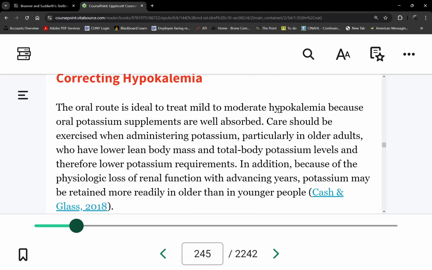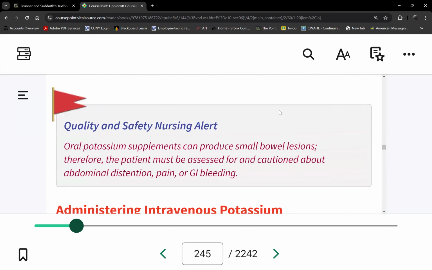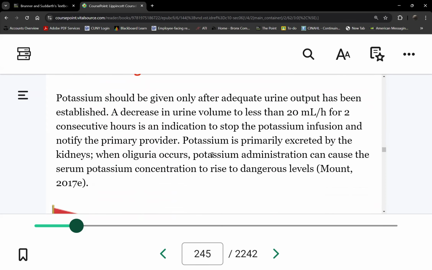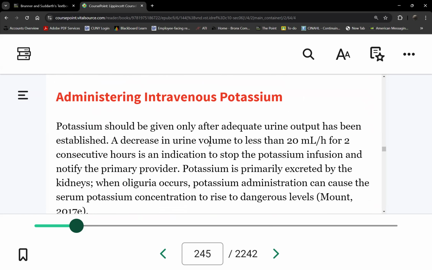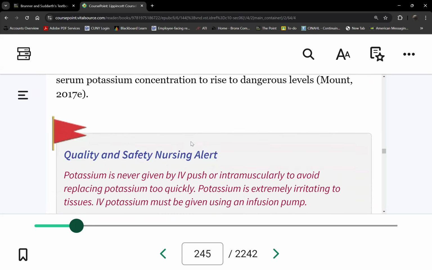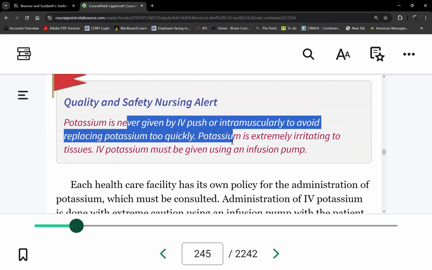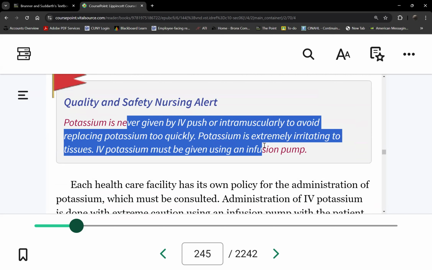Here's prevention. To correct it, we already discussed PO, but if it's IV, here are warnings again about kidney function, and also if it's oral, it can produce small bowel lesions, so that's another warning. For IV potassium, never give IV push or IM or sub-Q for that matter. Potassium must be given using a pump.